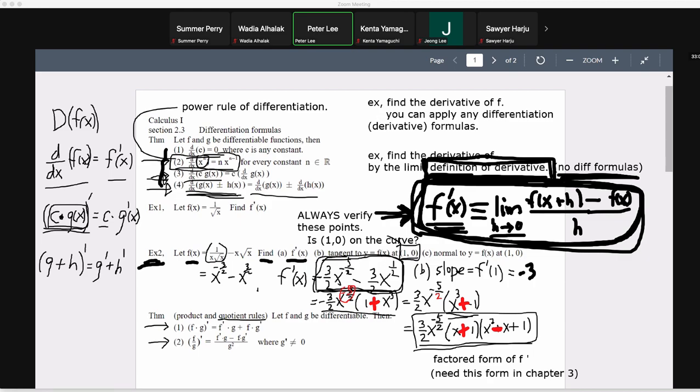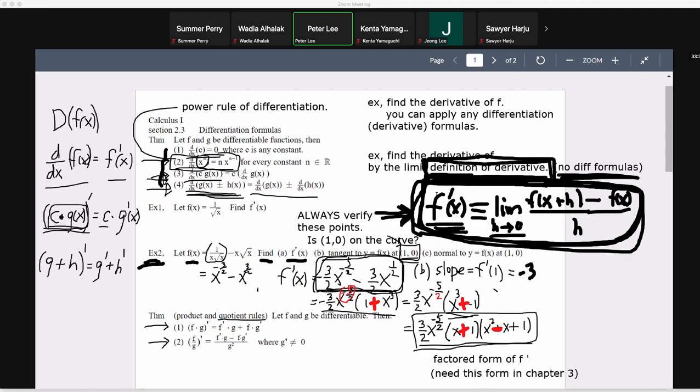So what is the answer to part B? Part B says find the tangent line to y equals f(x) at (1, 0). So we need to find the tangent line to this curve at (1, 0). The slope will be negative 3, and the point is (1, 0). So what is the equation now? The equation is going to be y minus 0 equal to, what is that equal to now?